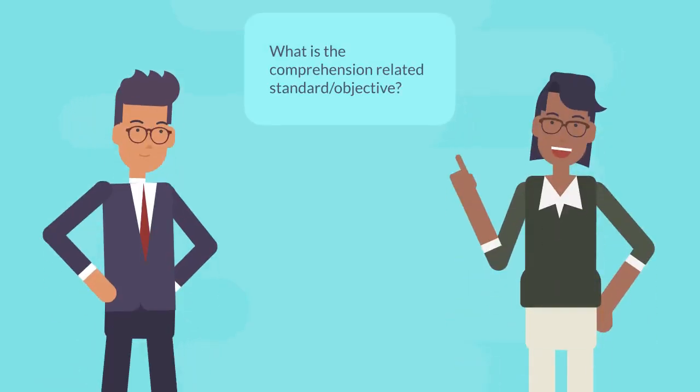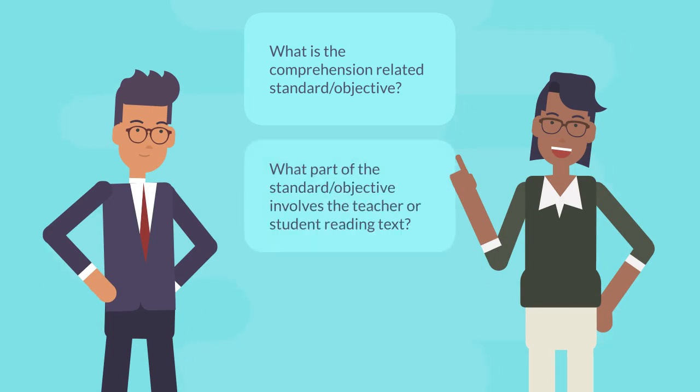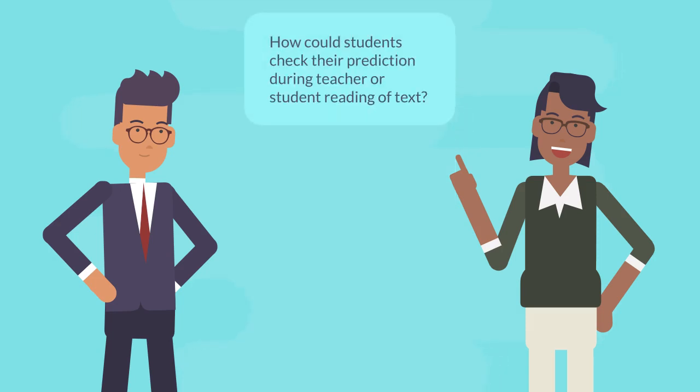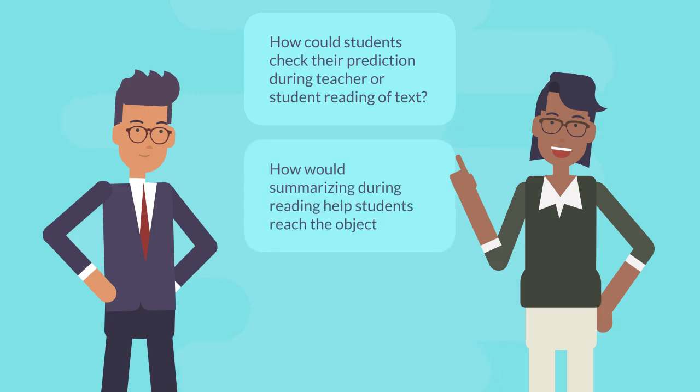What is the comprehension-related standard or objective? What part of the standard or objective involves the teacher or student reading the text? What prediction, prior to reading, would help the students reach the objective? How could students check their prediction during teacher or student reading of text? How would summarizing during reading help students reach the objective?